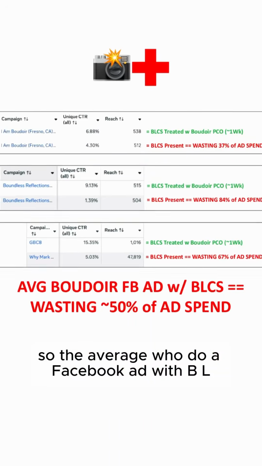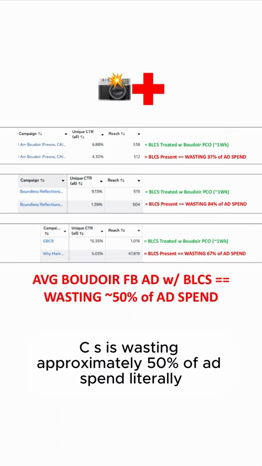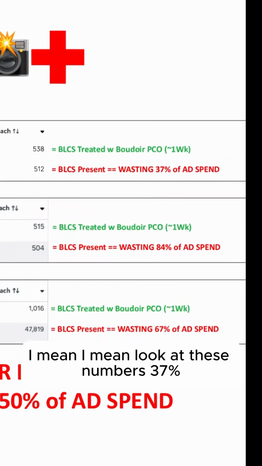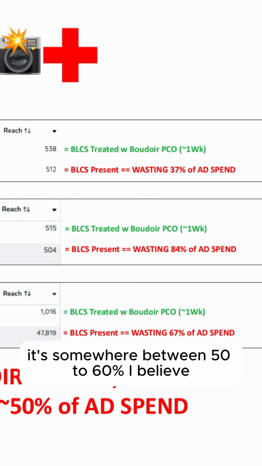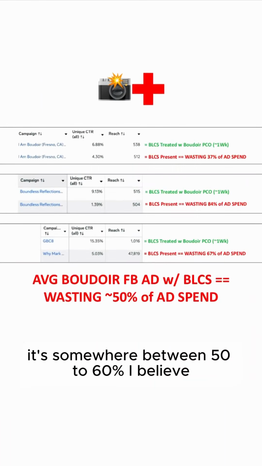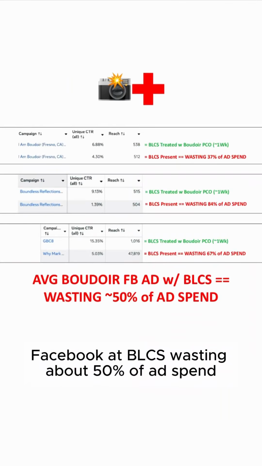So the average Boudoir Facebook ad with BLCS is wasting approximately 50% of ad spend. Literally, I mean, look at these numbers: 37%, 84%, 67%. Just take the average of those. It's somewhere between 50 to 60%, I believe. So Facebook ads with BLCS are wasting about 50% of ad spend.